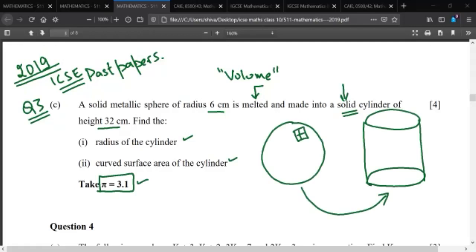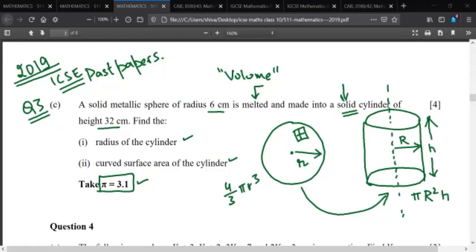Mr. Rudra, any doubt? No, sir. What this means is that the volume of this sphere, let us assume this has a radius r, would be equal to the volume of this cylinder. So volume of the sphere is 4 by 3 pi r cube. Volume of a cylinder would be pi r square h. Let us assume the radius of the cylinder is r and the height is h.